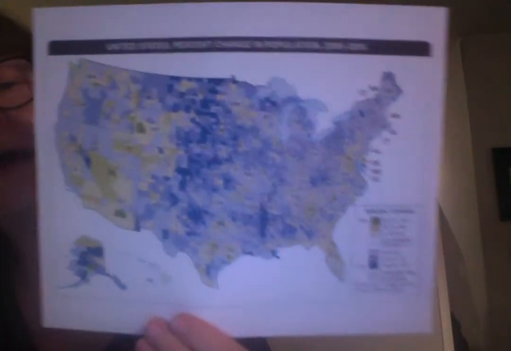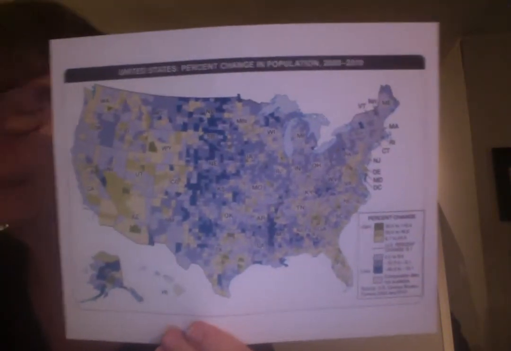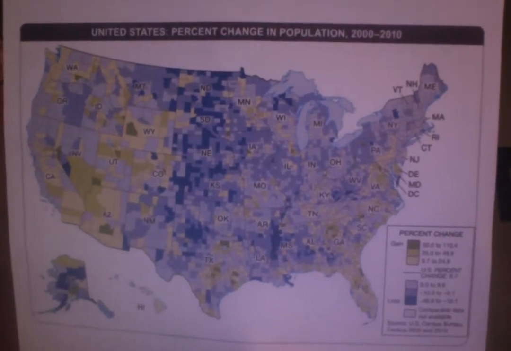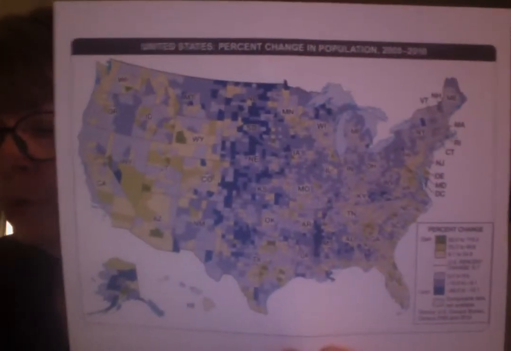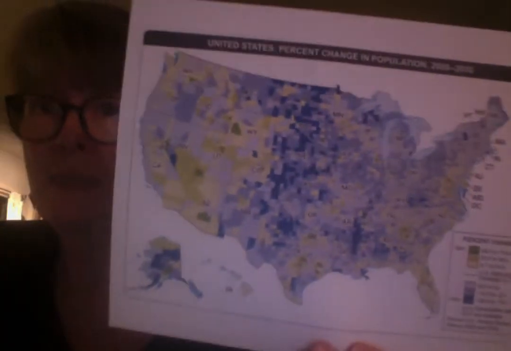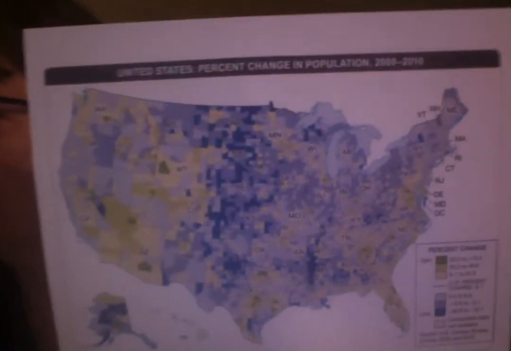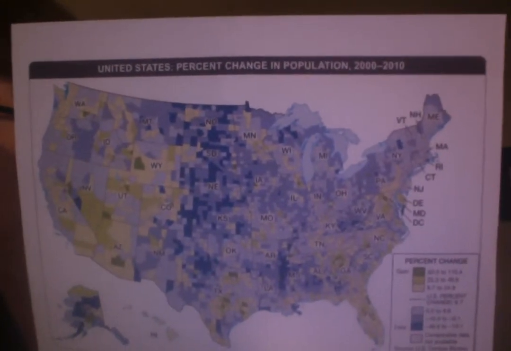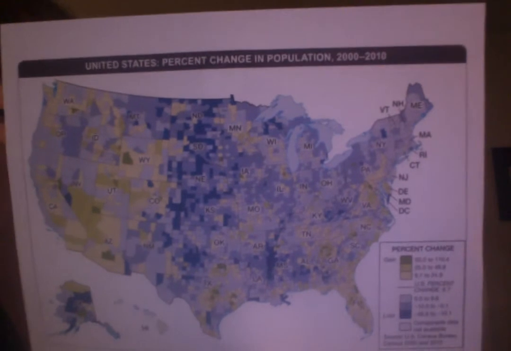Okay, let's take a look at the next map. This is on page 99. So we have this map. It's of the United States. Again, I want you to notice that there are no state names on here, but each of the states has its two-letter postal code. So we need to know the postal codes, what states they stand for. So in this map, the title says United States percent change in population 2000 to 2010.